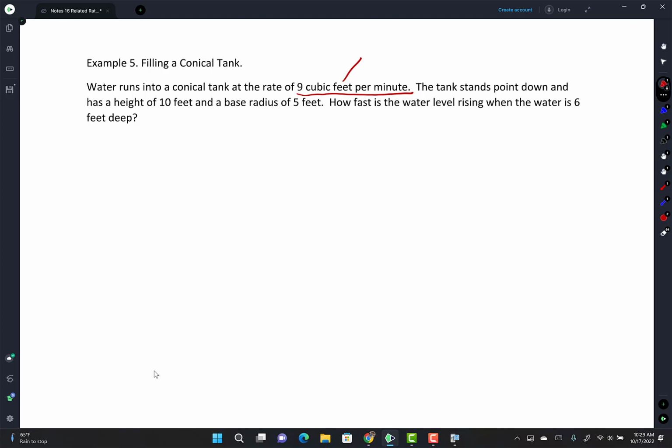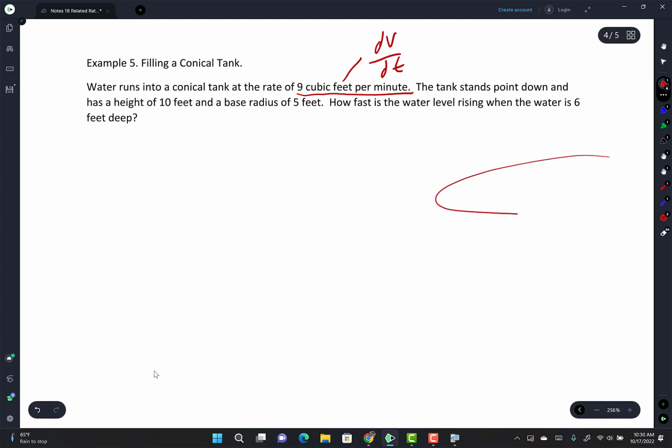That's a D what? Don't know. No. Cubic feet. What is that? dV dt. That's how much volume is going at a certain moment. Are we clear with that? All right. So here, let's draw a picture. So, why is it dV? Because it's a rate. It's how much water is coming out.